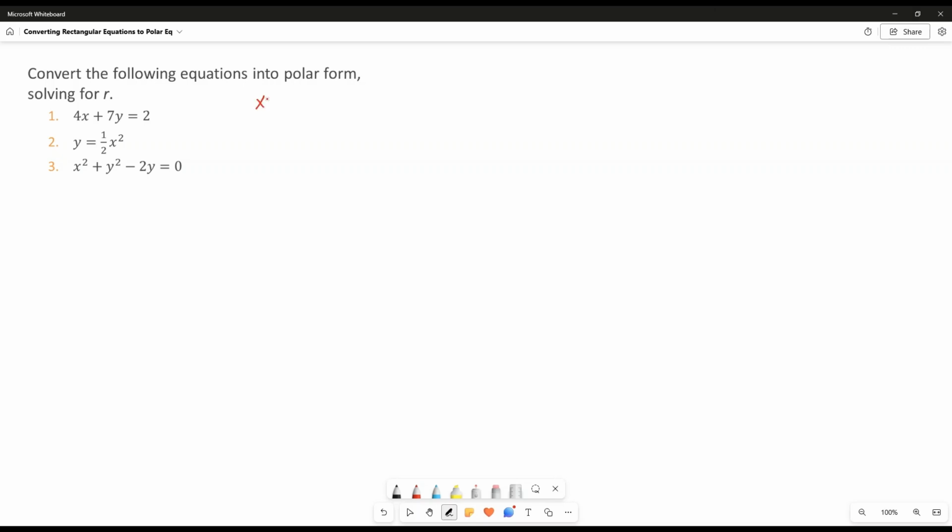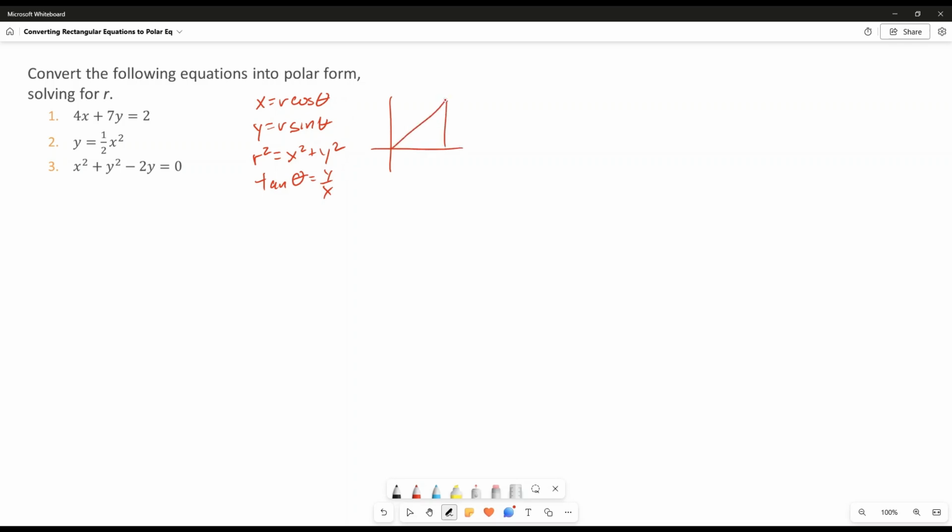So we know that x is equal to r cosine of theta, and y is equal to r sine of theta. We also have r squared is equal to x squared plus y squared, and then we have the tangent of theta is equal to y over x. And again, all four of these come just from our understanding of right triangle trig.